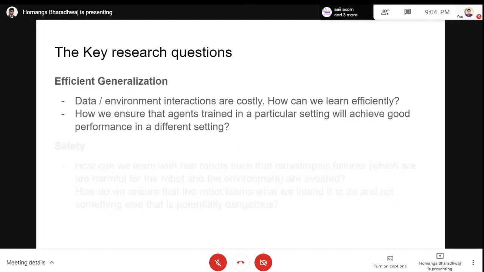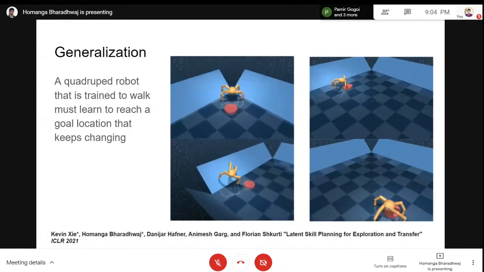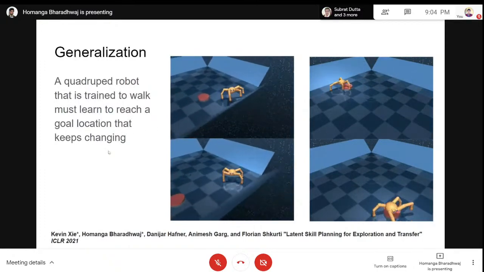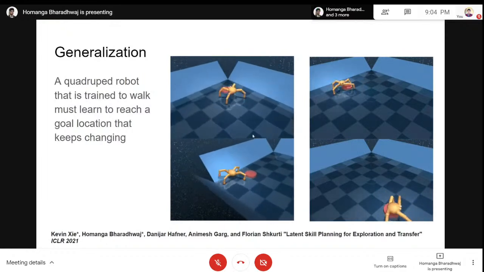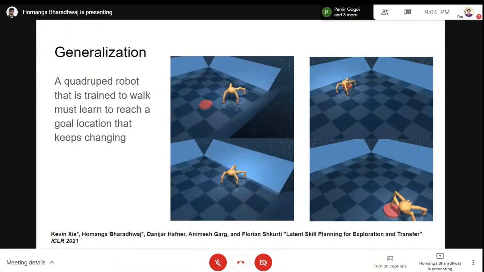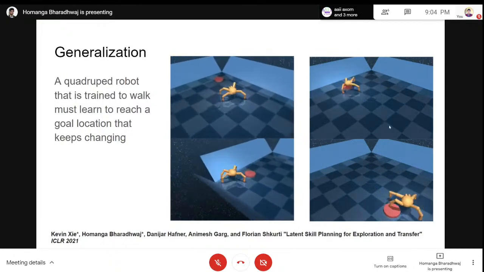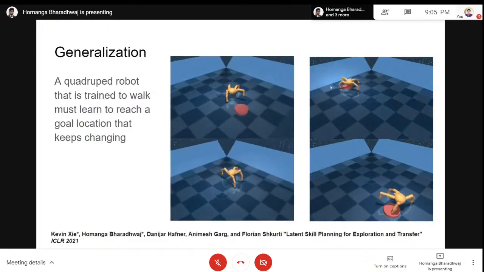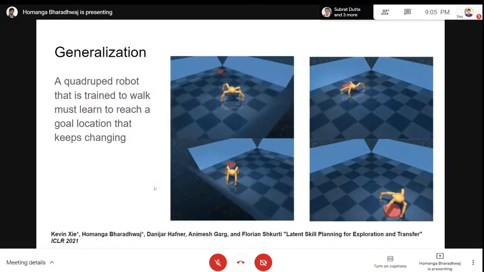We'll talk of efficient generalization first. Here are a few GIFs from one of my papers, to demonstrate what we did here. A quadruped robot is trained to walk. So we incentivize the agent to just walk around in this environment, which is obviously a simulated environment, and the agent just walks around the place. And then we want it to transfer to a task where it doesn't just need to walk around but needs to reach a particular goal. Here the goal is in this red circular region. So how do we transfer from the task of walking to the task of walking in order to reach a goal? That is what is being demonstrated here. The trained agent actually learns to reach the goal after we apply our approach.